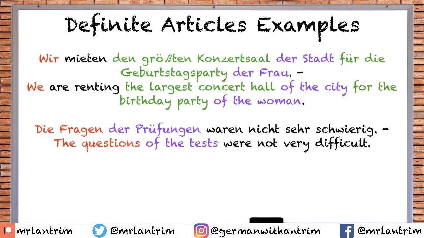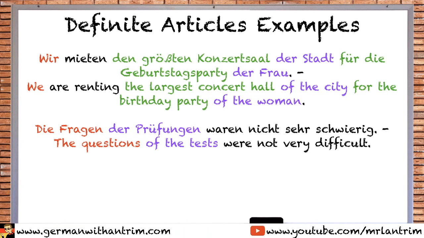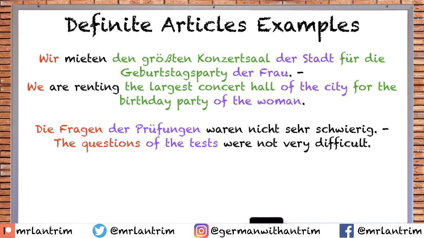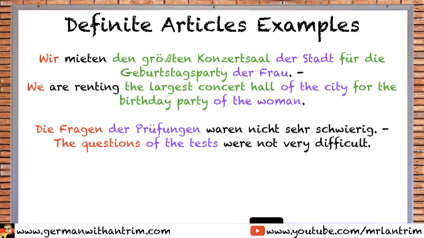Few examples with feminine and plural things. Wir mieten den größten Konzertsaal der Stadt für die Geburtstagsparty der Frau. So, in the first one, der Stadt, that's feminine and dative. The second one, der Frau, is, no, not dative. We're talking about genitive case here. What am I doing? Anyway, purple is genitive. So, der Stadt and der Frau, they're both in the genitive case. There we go. We'll get this eventually.